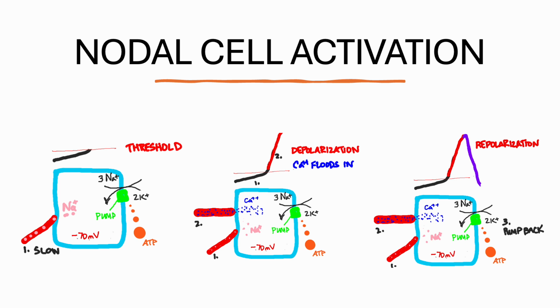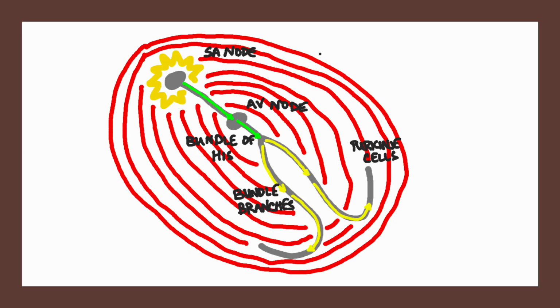Once completed, the sodium potassium pumps repolarize the cell and have it ready for its next depolarization. That took so long to explain, and it all literally happens in a microsecond. It's insane. All right. This picture illustrates the rapid depolarization of all the cells in the heart triggered by the SA node.